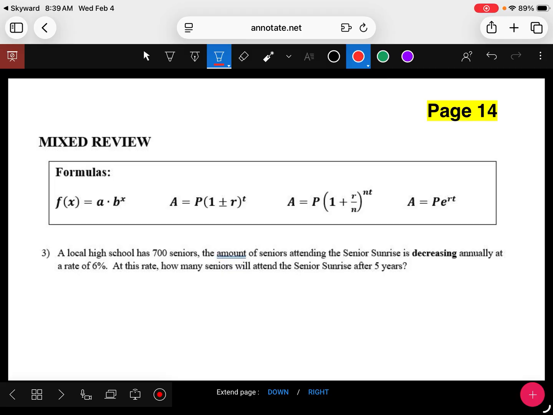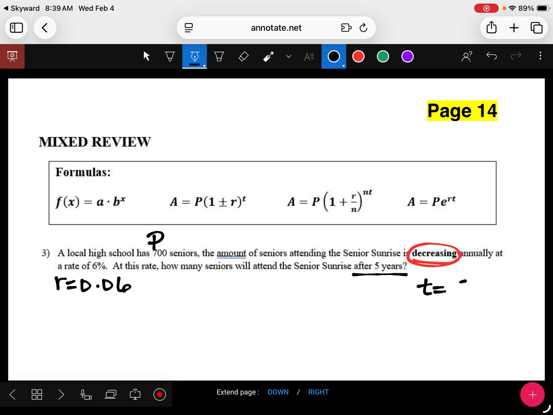3 says you have a local high school that has 700 seniors. So that's my starting amount. The amount of seniors attending the senior sunrise, circle this word, decreases annually at a rate of 6%. So R is 0.06. How many seniors will attend the senior sunrise after 5 years?